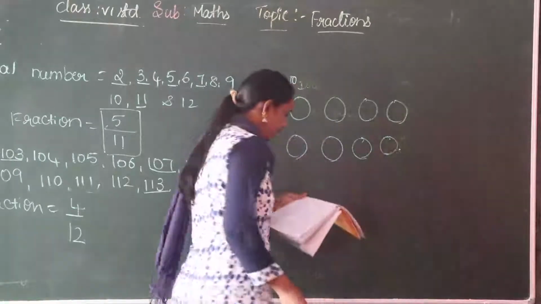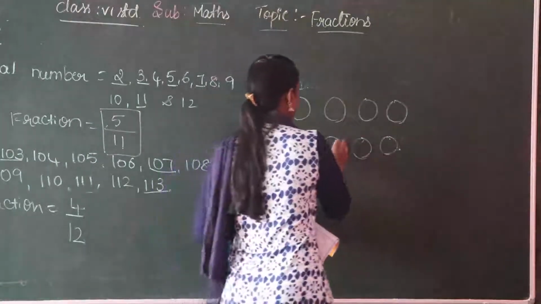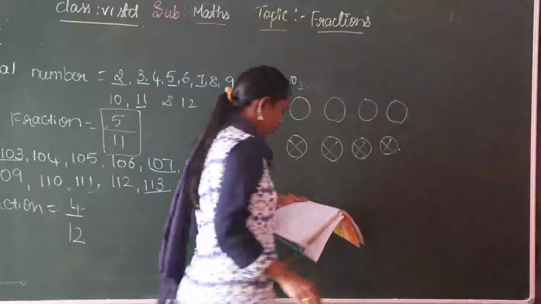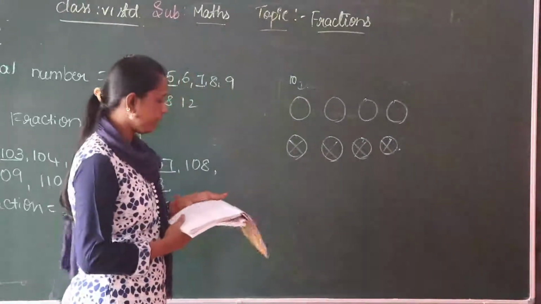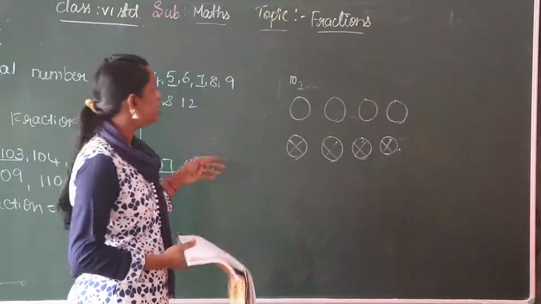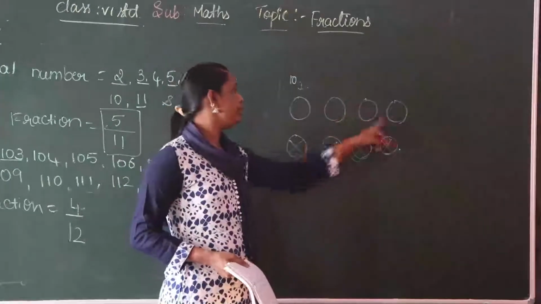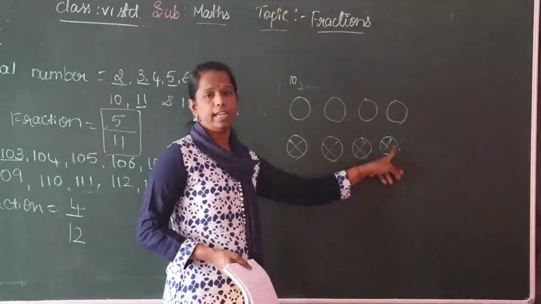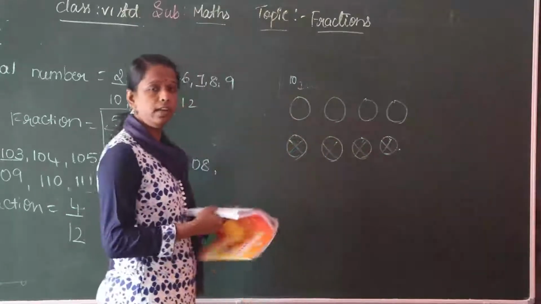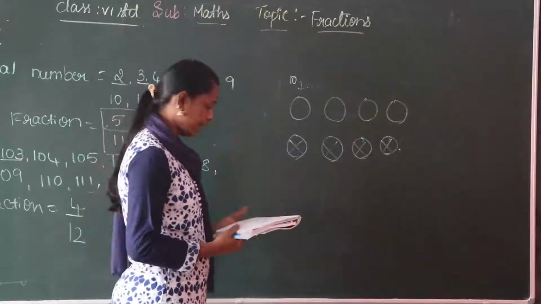Easily you can write the fraction. Here the cross is given for the last 4 circles. There are 4 circles out of 8 having a cross. See children, there are 8 circles: 1, 2, 3, 4, 5, 6, 7, 8. Here the cross marks are on only 4 circles.